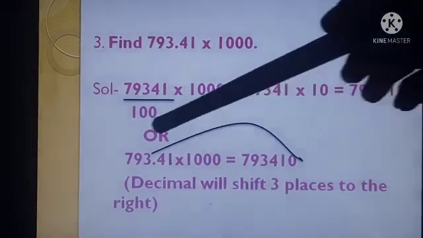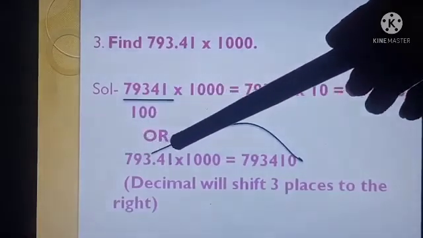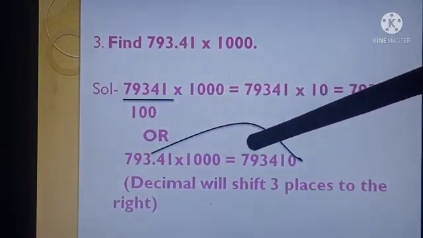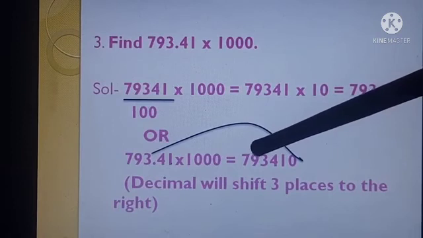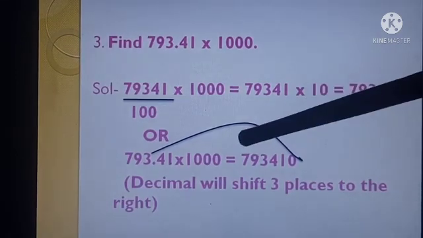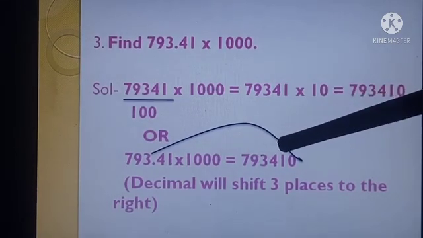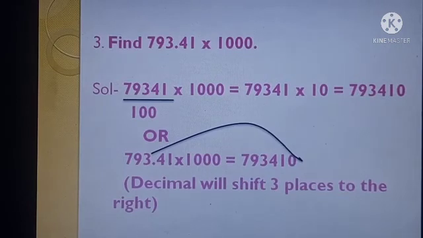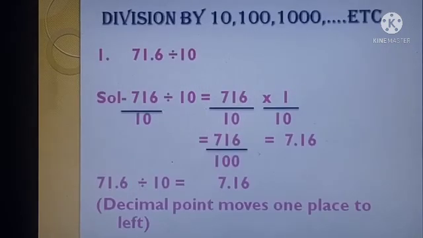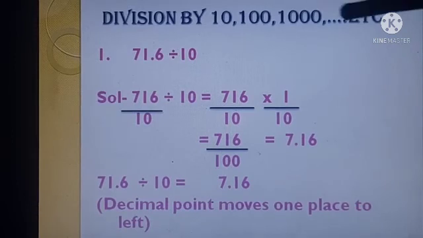So what we have observed: 793.41 multiplied by 1000 is equal to 7,93,410. Now we will do division by 10, 100, 1000 and so on.